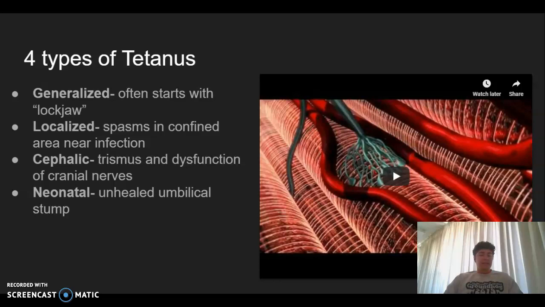Neonatal tetanus is the last type of tetanus, from an unhealed umbilical stump, usually cut with an unsterile instrument, and is very common in third world countries and can lead to lasting brain damage in the child.